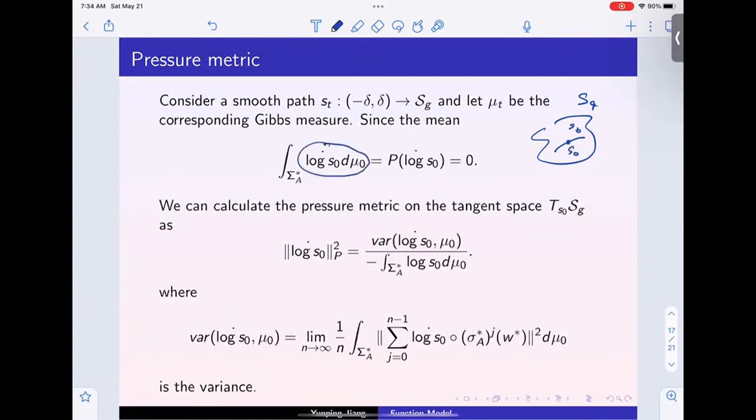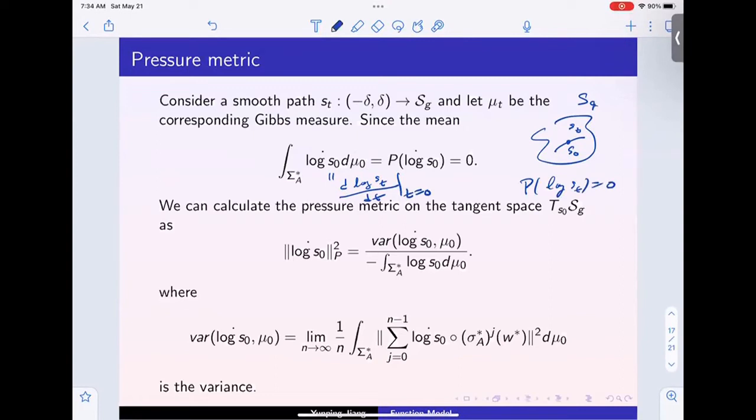This is a derivative. This one really means the derivative of log S_t over dt, taking t equals 0. So that is like a moment. Then you integrate, since we know the integral of log S_t is always equal to 0, then the derivative definitely also equals 0.